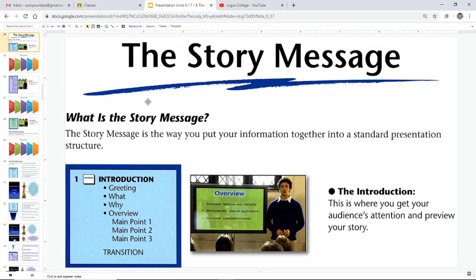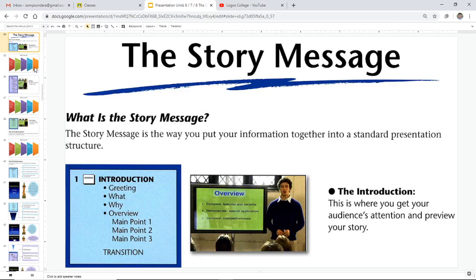Okay, so this is in your book. I believe this is Unit 6 of your book. But I want to go into more detail than just what your book shows you. Okay? So the story message, if you watch that short video on your homework, it said, what are the three basic parts to each story, right? And it was the beginning, the middle, and the end. Right? And each part served a different purpose.